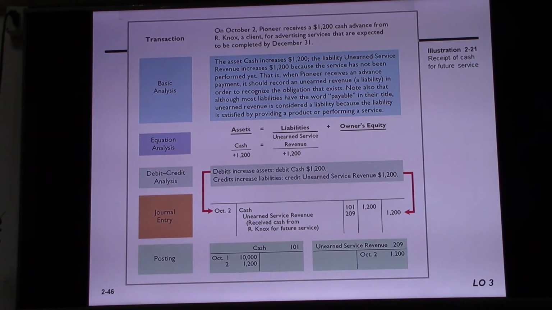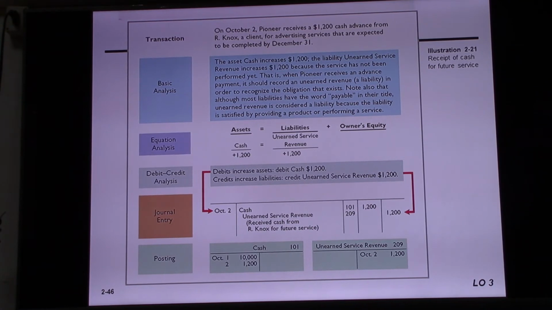The third transaction, on October 2nd: Pioneer receives a $1,200 cash advance from Knox, a client, for advertising services that are expected to be completed by December 31st. So we received cash in advance, and we are expected to perform this service in the future, and it will be completed mainly on December 31st. So the asset cash increases by $1,200. And now, can we record a service revenue? No, because we didn't perform this service.